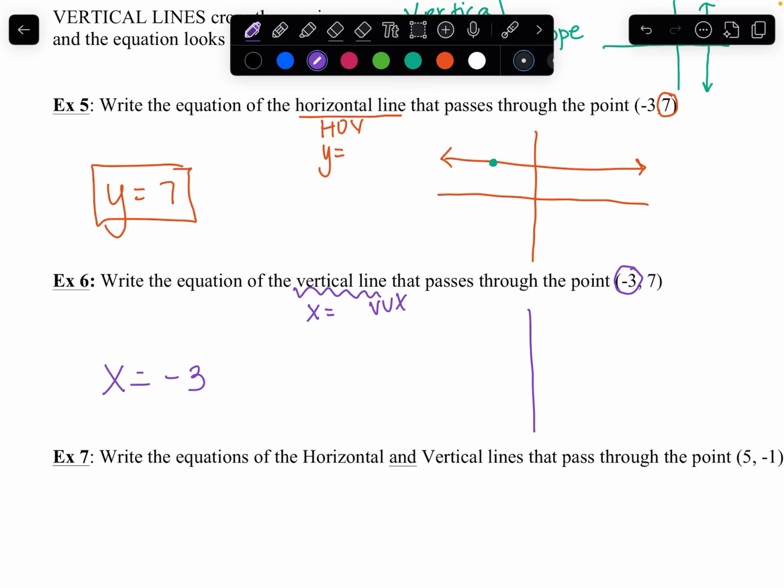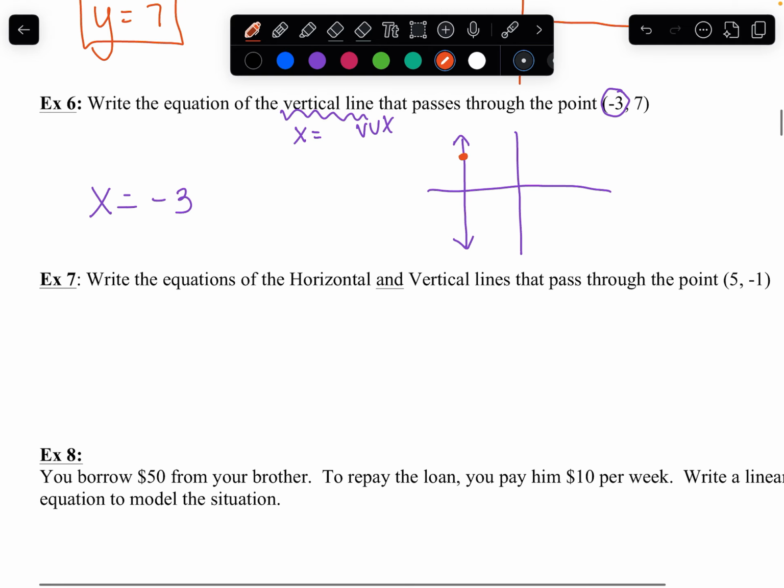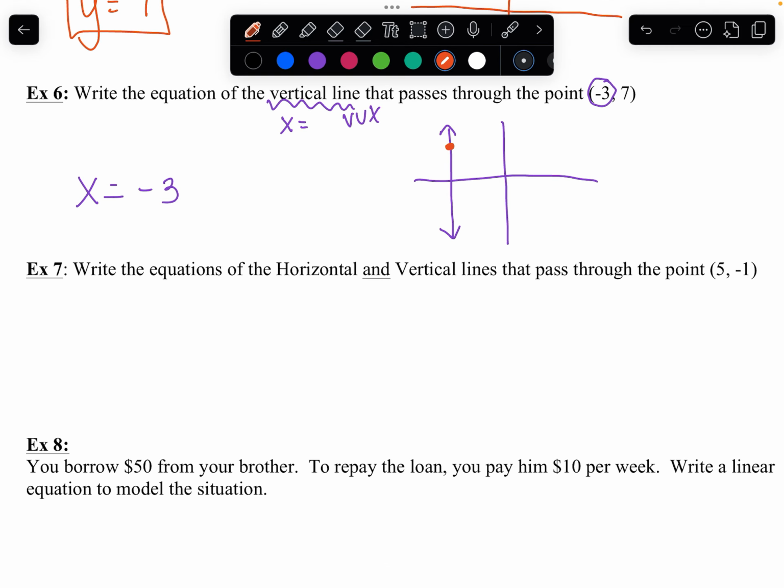And again, if we wanted to look at this, we would have a vertical line at x equals -3. And our point, (-3, 7), would show up right there. So now what we're going to do is kind of bring those together. We're writing equations of our vertical and horizontal lines that pass through the point (5, -1).